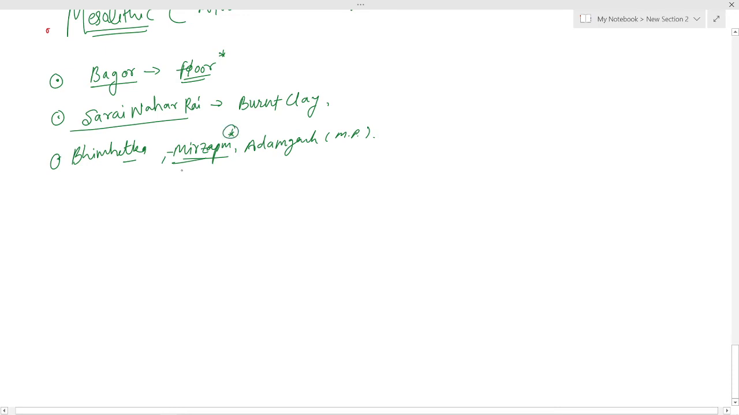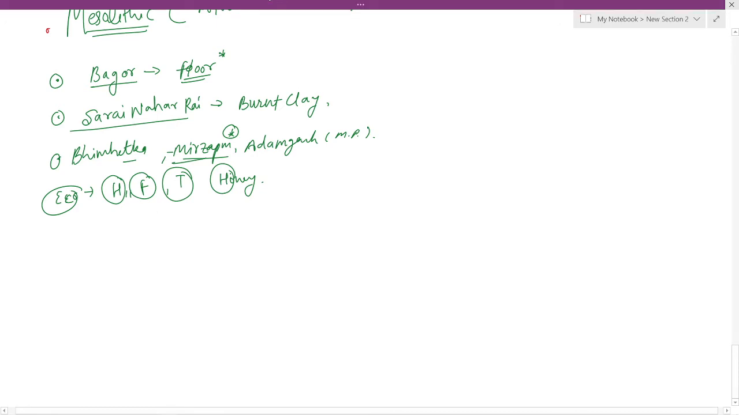Now we'll talk about the economic occupation. The economic occupation revolved around hunting, fishing, trapping, and honey collection. The cooperative venture is something which began in this particular Mesolithic phase.